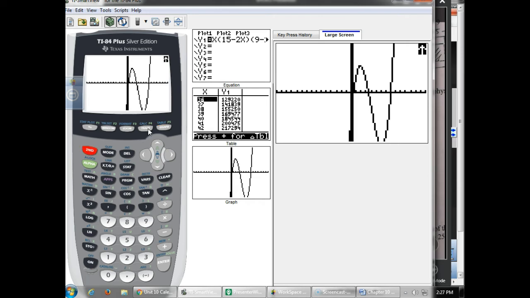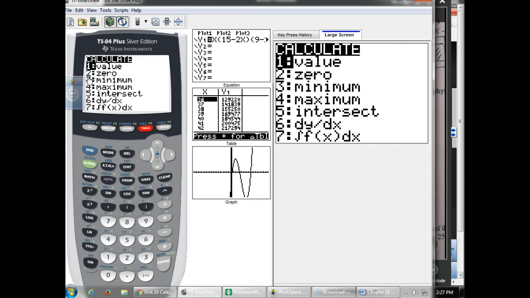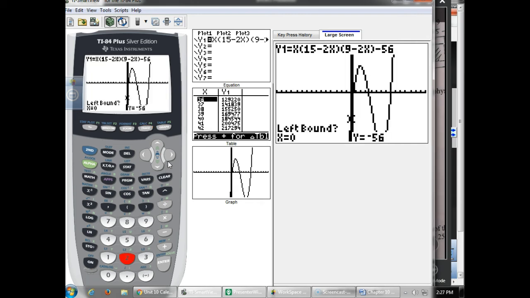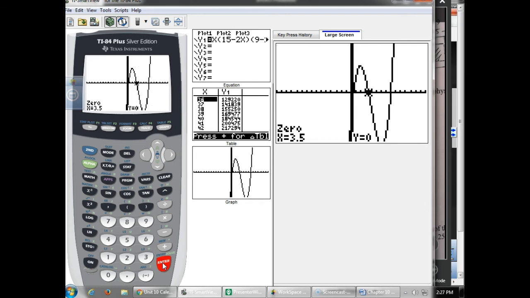So I'm going to do second, calculate, and now I'm going to find the zero. So I'm going to go here, I'm going to travel along, and as long as I'm to the left of it, I can press enter, go to the right of it, press enter, and press enter again. So 3.5 is one of my roots, okay? And if you thought about it, that's a possible rational root. It would be in our list. So it would be 7/2.